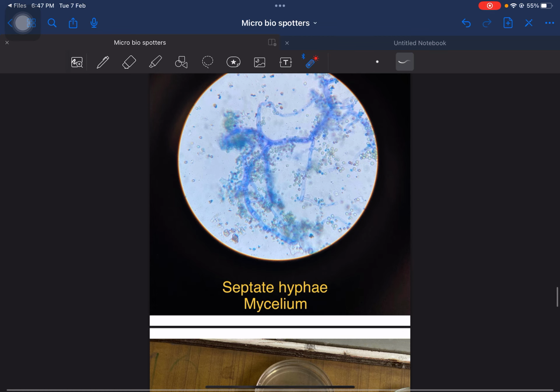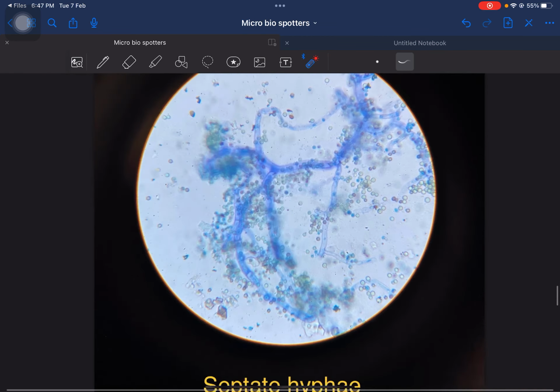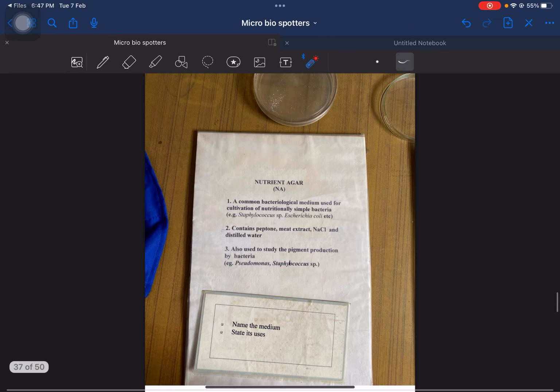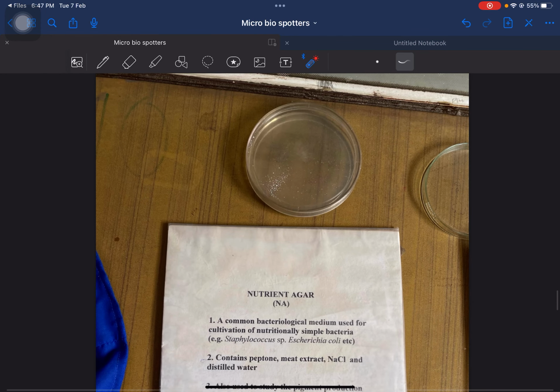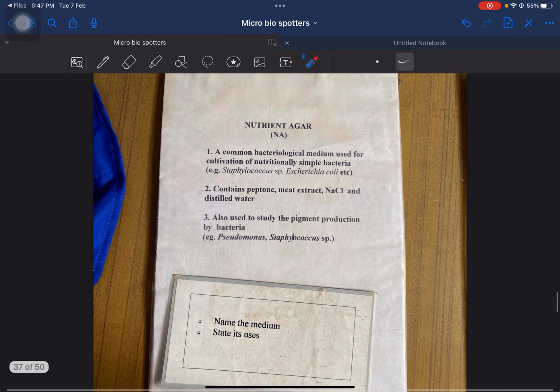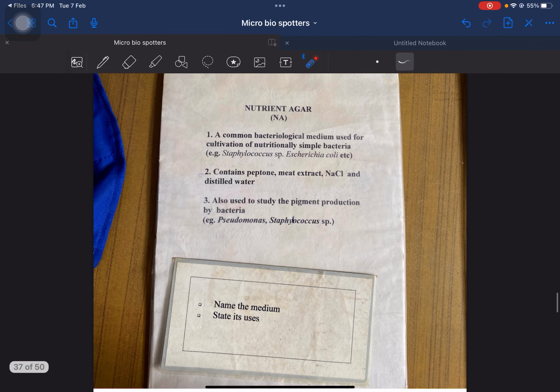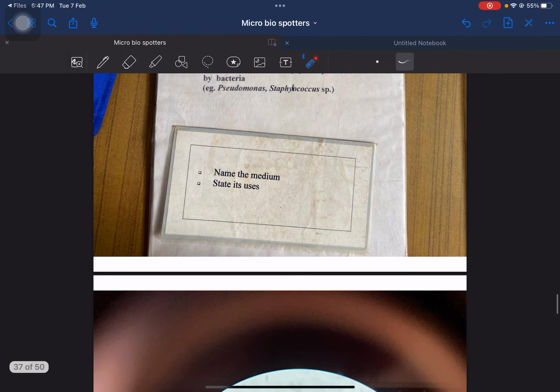Septate hyphae of the mycelium. This is a nutrient agar. It is quite transparent or translucent and has no color. Know the use. Know the constituents.